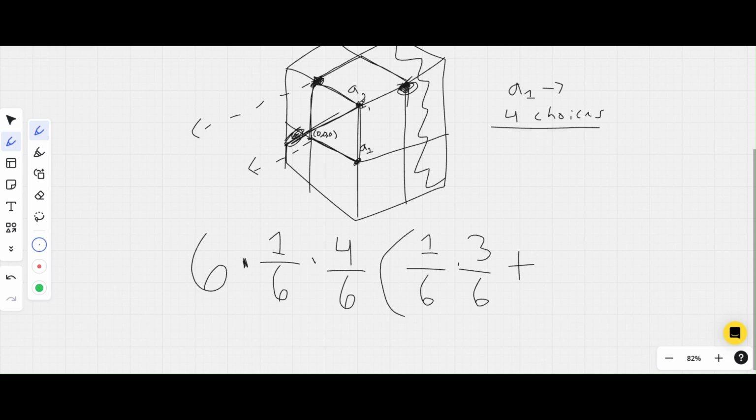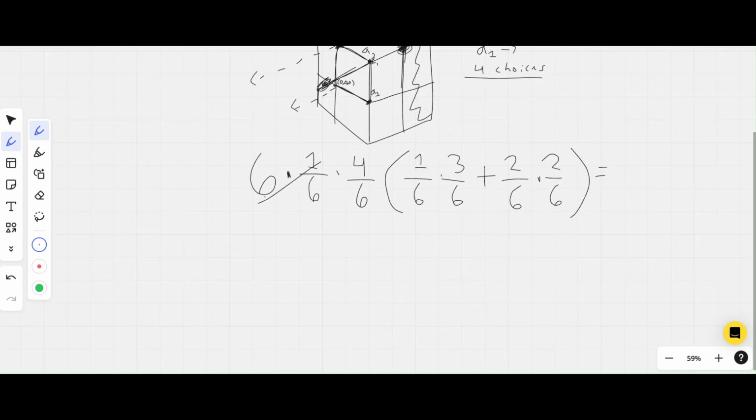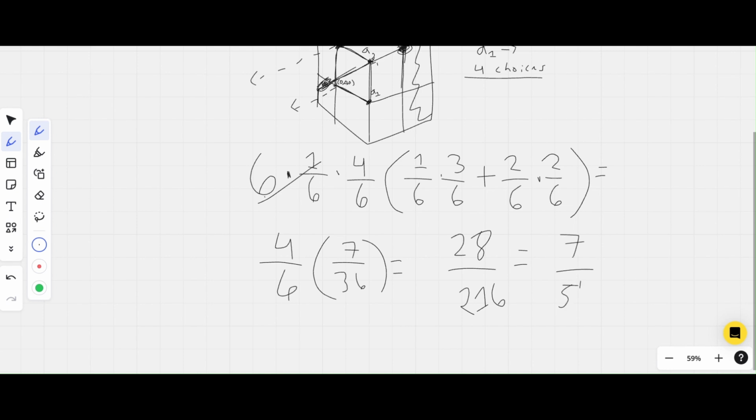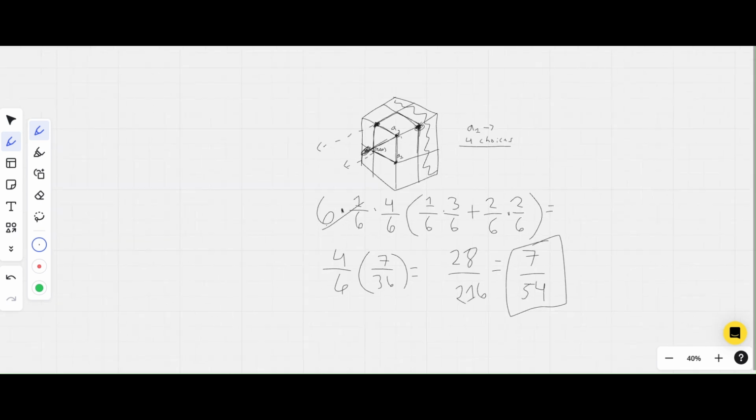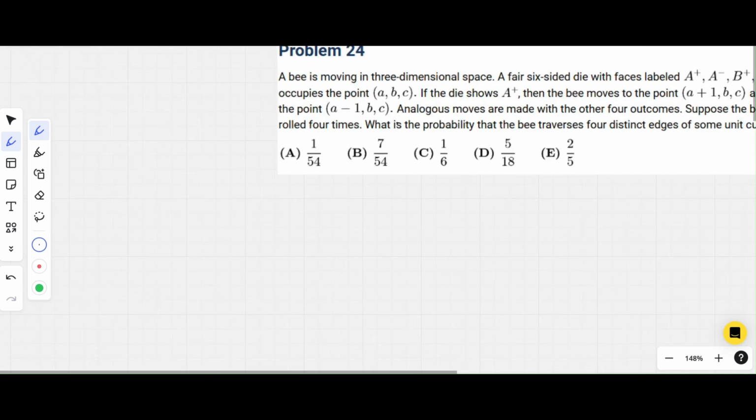So this is like C negative, moving from A2 to C negative. So I have 2/6 probability of choosing those points, and then I have another 2/6 probability of completing the cube with either 2 of those moves. And so this is just our answer, so we just have to evaluate this. The 6 over 6 is obviously just 1, so then we get 4 over 6 times 7 over 36, which is equal to 28 over 216. We can divide both the numerator and denominator by 4 to get our final answer of 7 over 54. And that is an option, so B is our answer.